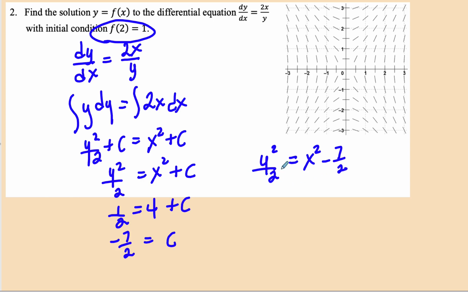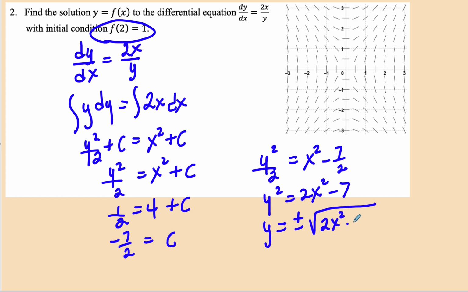All right, and I'm going to multiply everything through by 2, so y squared is equal to 2x squared minus 7, and then when I take the square root of both sides, this will be plus or minus the square root of 2x squared minus 7. And which one are we going to want? We're going to want the one that yields a positive answer, because when I put 2 in here, that's going to be 8. 8 take away 7 is 1, and I want a positive 1. So I want this answer right here, the square root of 2x squared minus 7. This is the answer I want.